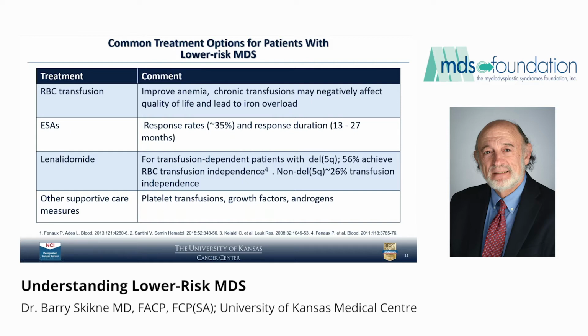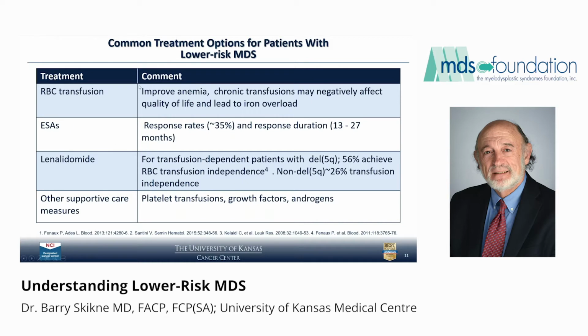If a patient has a low platelet count, they may need platelet transfusions. If they have a very low neutrophil count, growth factors are given, and sometimes androgens are given. Those are testosterone-like drugs or derivatives that may help the bone marrow function to a minor extent.